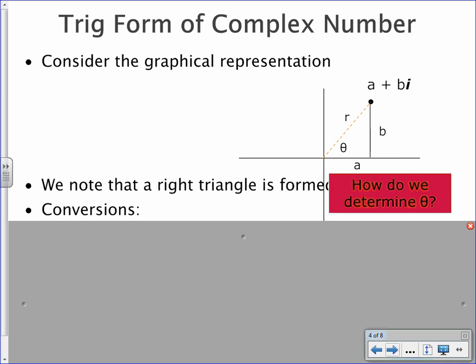If we know A and B, we can use the inverse tangent, right? Here we know that the tangent of theta is B over A. So if we know A and B, we can find theta, right? Still looking familiar, isn't it?